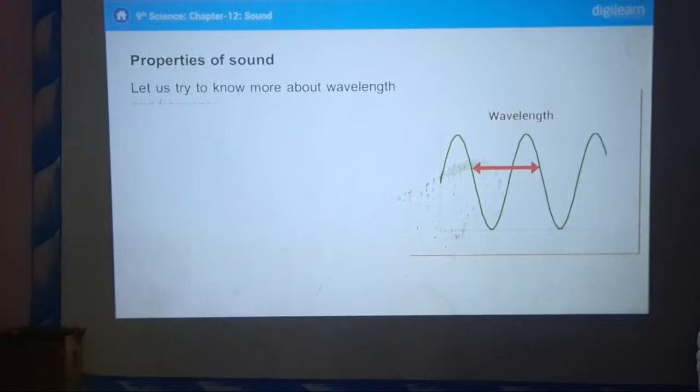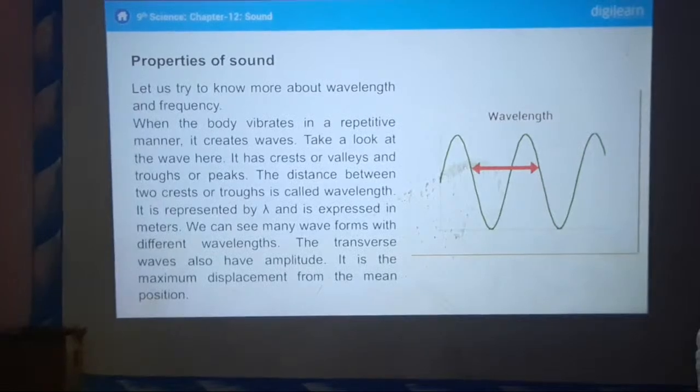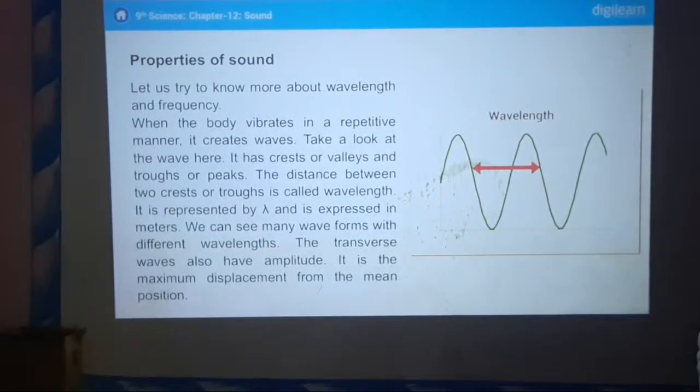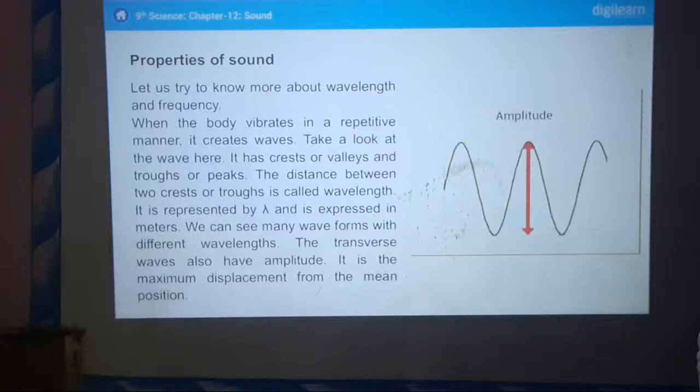Properties of sound. Let us try to know more about wavelength and frequency. When a body vibrates in a repetitive manner, it creates waves. Take a look at the wave here. It has crests or peaks and troughs or valleys. The distance between two crests or troughs is called wavelength. It is represented by this sign and is expressed in meters. We can see many waveforms with different wavelengths. The transverse waves also have amplitude. It is the maximum displacement from the mean position.